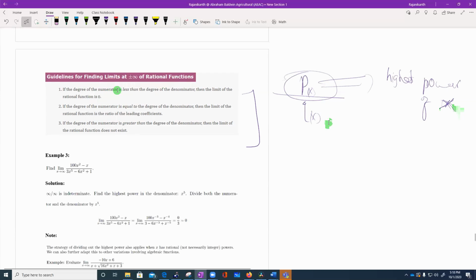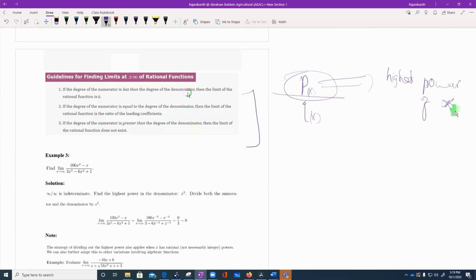So what are they telling? If the highest power of the numerator is less than the denominator's power, then the limit of the rational function, or the limit of the given problem, is always 0. That means if the denominator has the higher degree than the numerator, it's always going to be 0. If the numerator and denominator have the same degree, then the limit answer is the ratio of the leading coefficients.